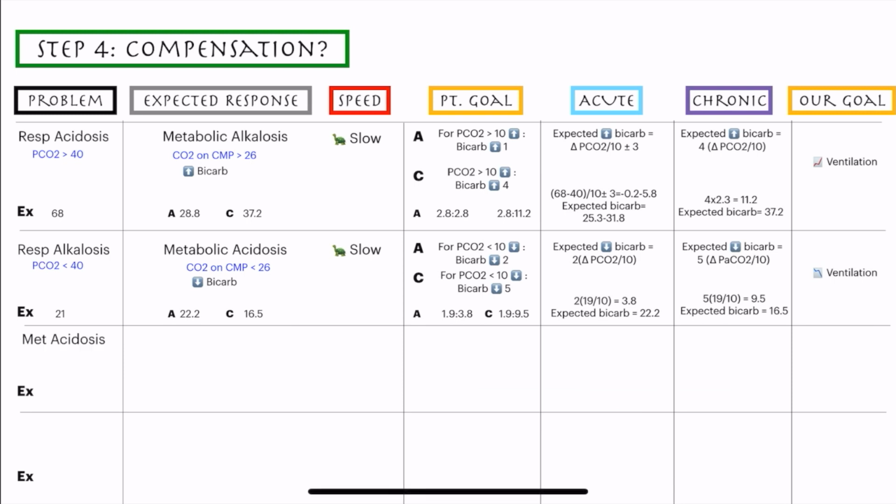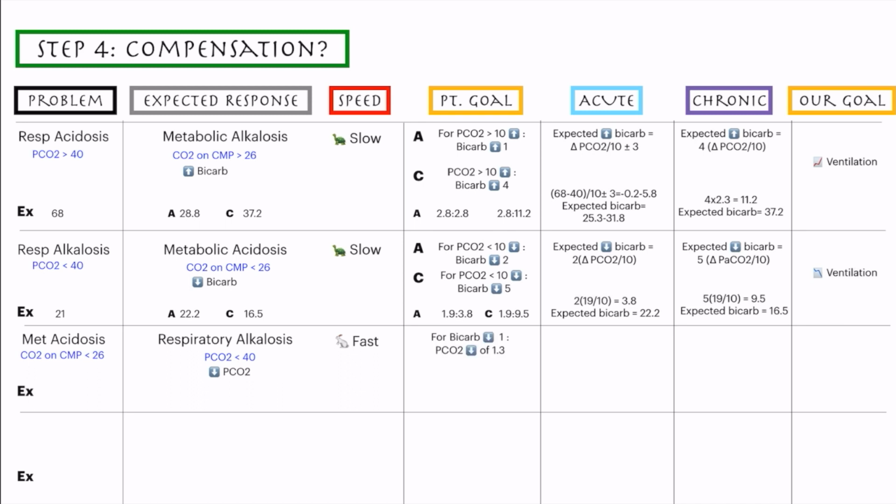Okay, let's move on to metabolic acidosis. This is a CO2 on your CMP of less than 26. You anticipate that the patient will develop a respiratory alkalosis and start hyperventilating. So the PCO2 will drop. This is going to happen quickly. Our correlation factor is going to be for every bicarb drop of 1, we will expect that the PCO2 will drop by 1.3.